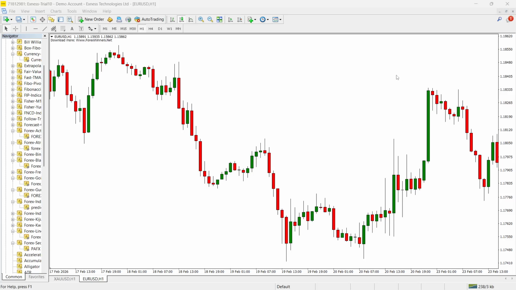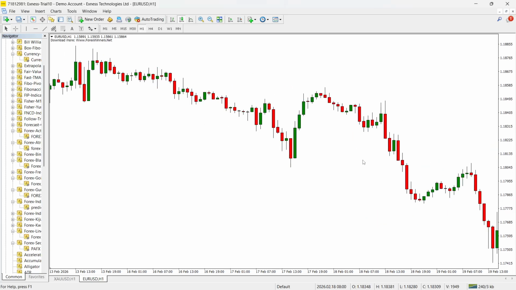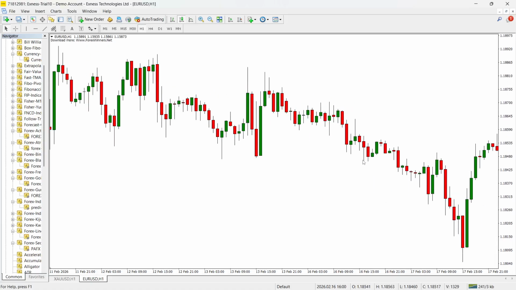Hello traders. In this video, we're taking a closer look at the Forex Secret Signal Indicator. We'll cover how this rule-based signal tool appears on the chart, how its on-screen indications reflect trend-aligned opportunities, and how its internal logic guides when to stay out of sideways markets.